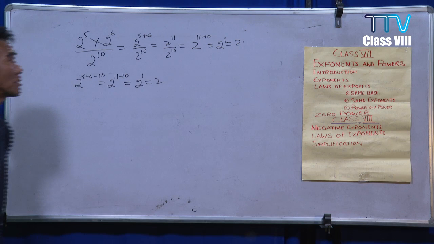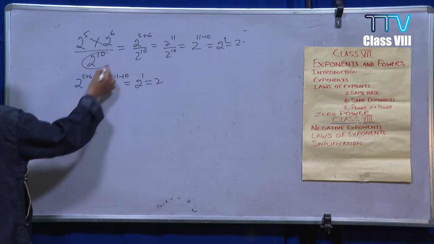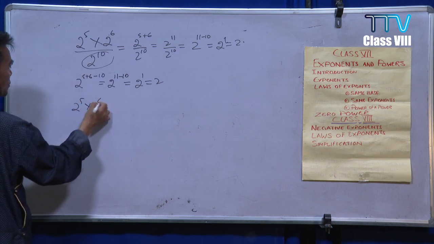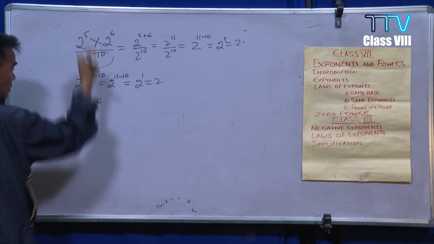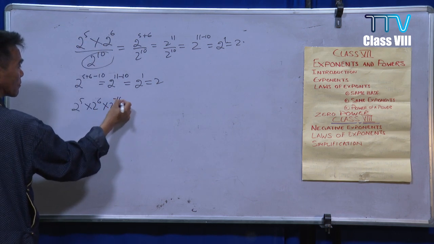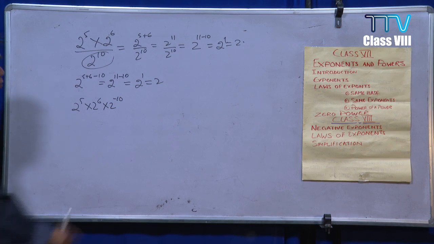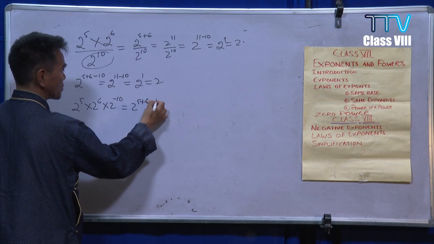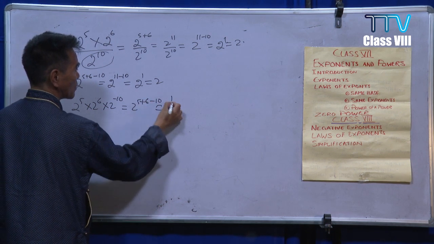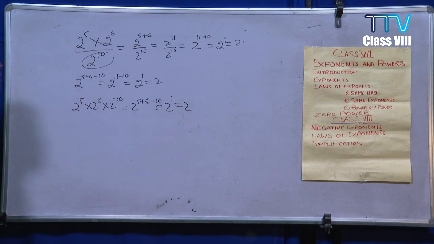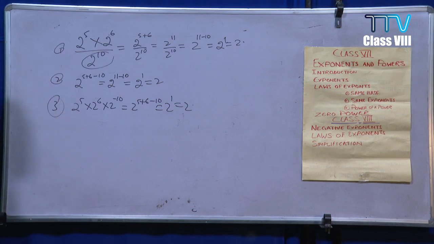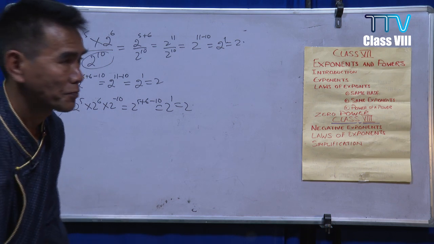This method can also be done by substitution. 2 raised to power 5 multiplied by 2 raised to power 6. For multiplication the powers add: 5 plus 6 minus 10, which is 2 raised to power 1, equals 2. Use whichever method you find easier.